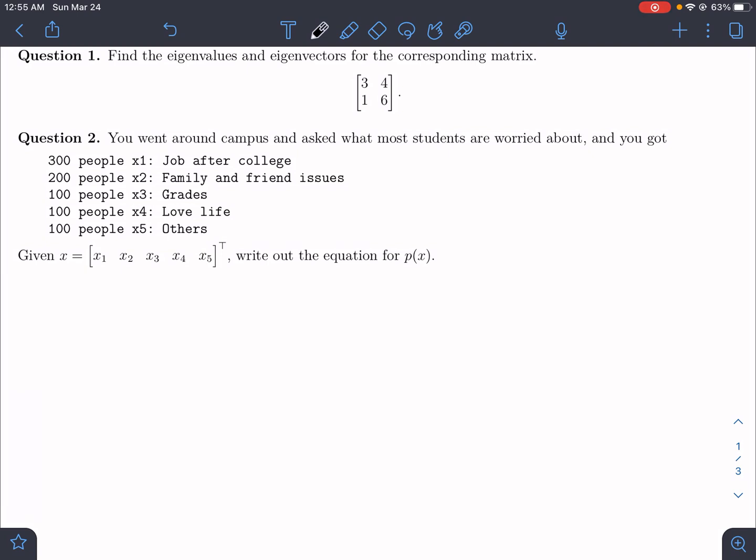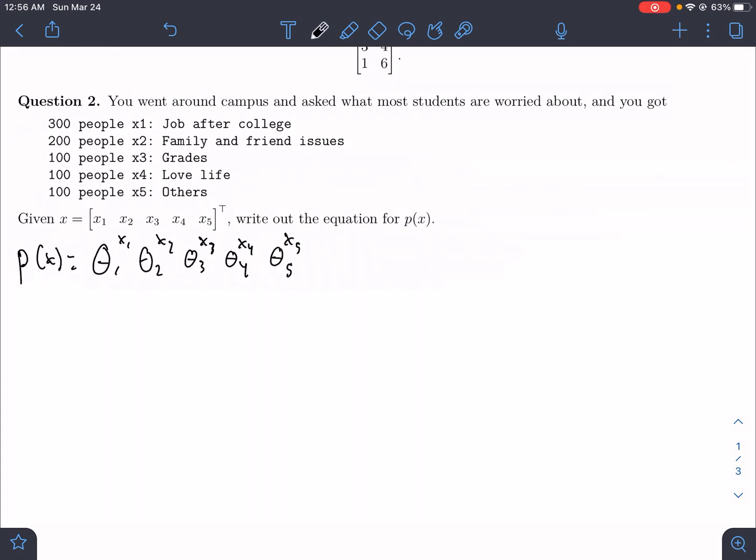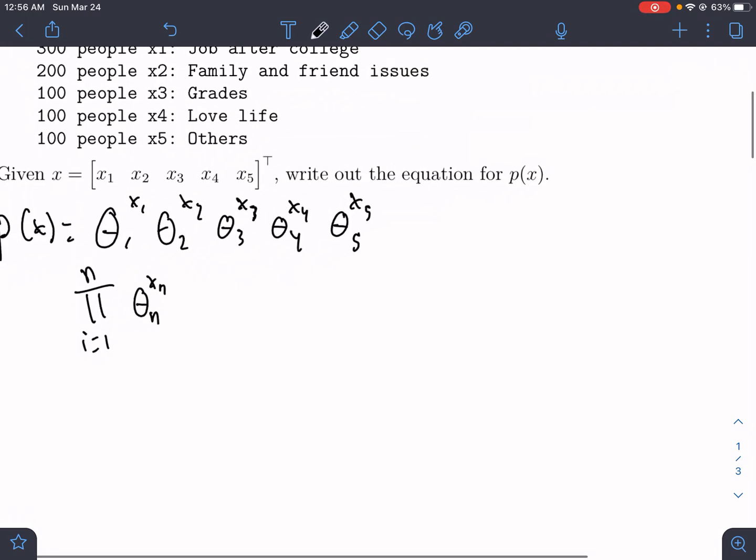Both are very, very easy. There could be more ways, but these are the two ways that I know of. The first is you can think of the problem as P of X equals theta 1 X1, theta 2 X2, theta 3 X3, theta 4 X4, theta 5 X5. If you want to generalize this, it would just be the sum for all i equals 1 to n of theta sub n to the x sub n, right?